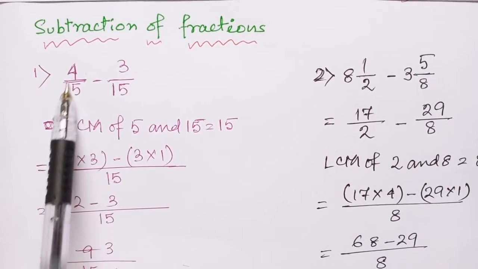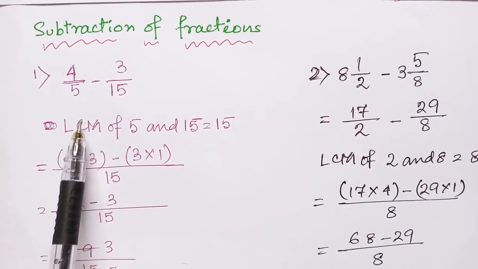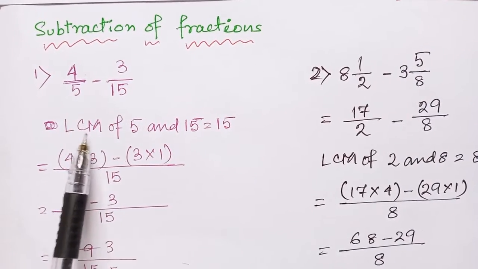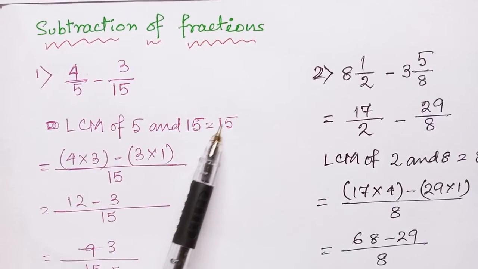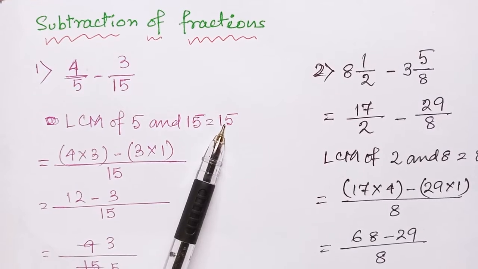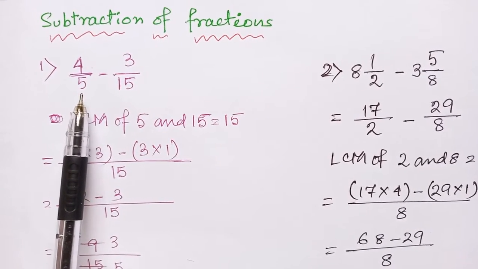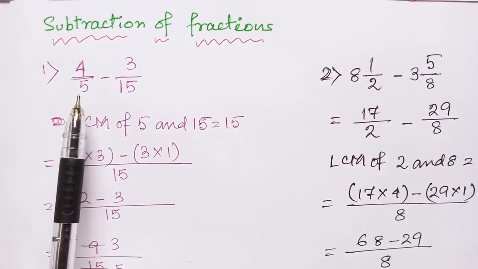Come to subtraction of fractions. Example number 1: 4 by 5 minus 3 by 15. As the denominators are different, the LCM of 5 and 15 is 15, which will be the denominator. So to get 15 as the denominator, we multiply 5 with 3.